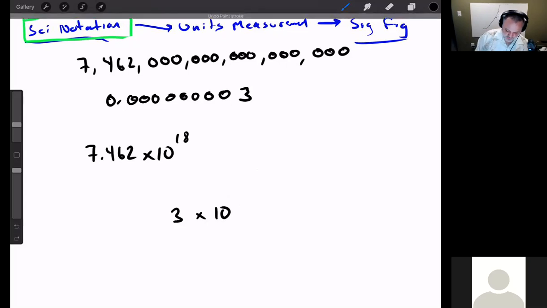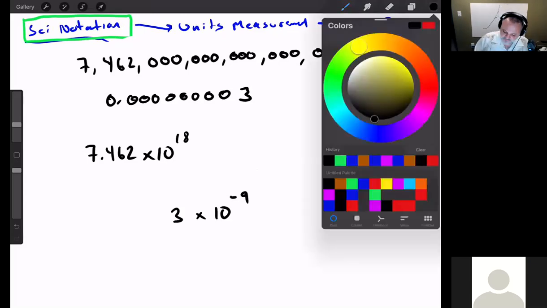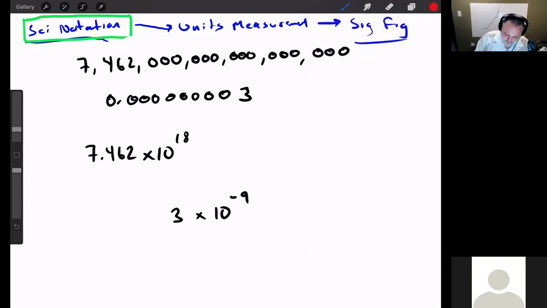let me redo that. I want to make sure it's clear. What do you notice about the difference between this and that? What's the big difference? Right, exactly. One of them is negative, the other one is positive. The negative values represent small numbers. Positive values represent large numbers.